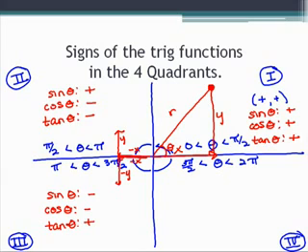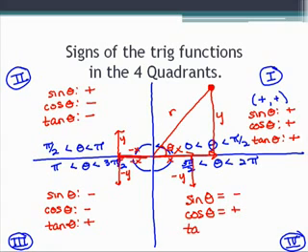And in the fourth quadrant, we're traveling to the right, so our x is going to be positive, and then down, so our y is going to be negative. So for the sine, we use the y, so it's negative. The cosine, we use the x, so therefore it's positive. And the tangent, we use both of them. So it will once again be negative.